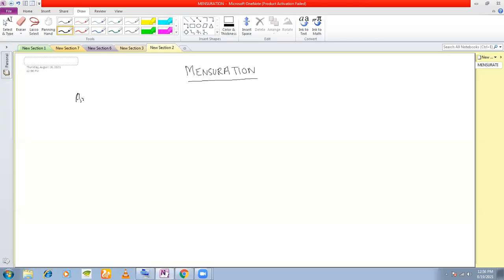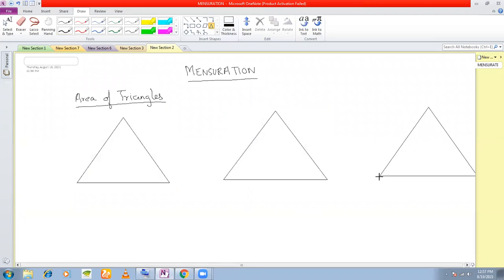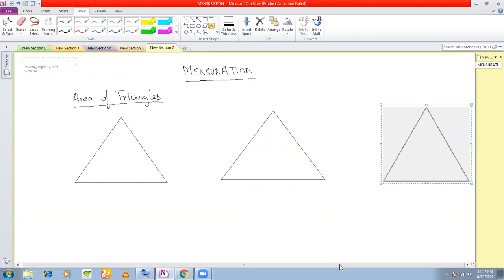That we are going to start is area of triangles. Okay. Now the fundamental formula for the area of triangle is half base into height. You all already know this, right? Let us consider three triangles.